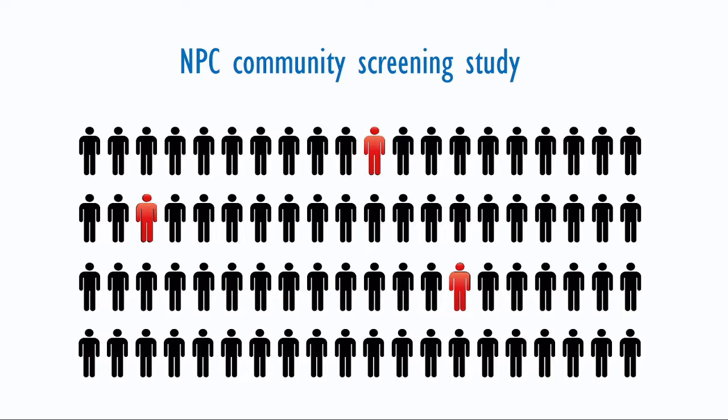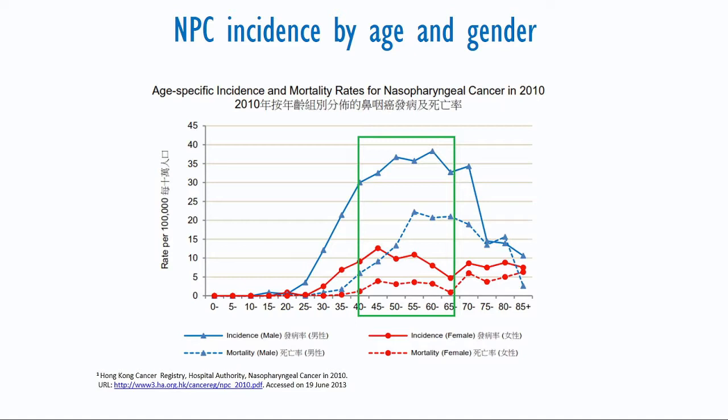And we had to mount a cost-effective study because this time we can no longer recruit patients in the hospital. We have to move to the community. But we have a limited research budget, so we have to design a study that is cost-effective. So we reviewed the epidemiological data of NPC in Hong Kong, and we found out that the peak incidence is in male individuals between ages 40 to 62. And in this age group, the incidence is about 34 NPCs per 100,000 individuals.